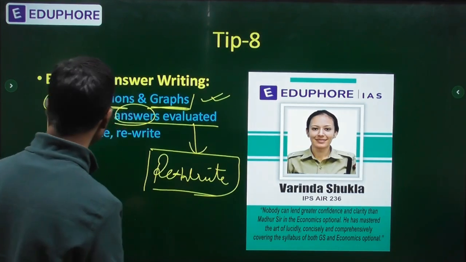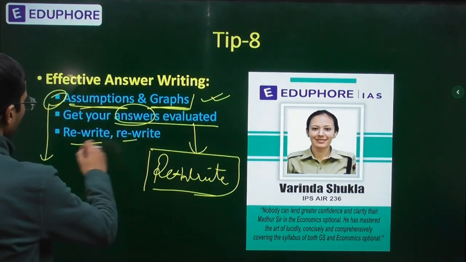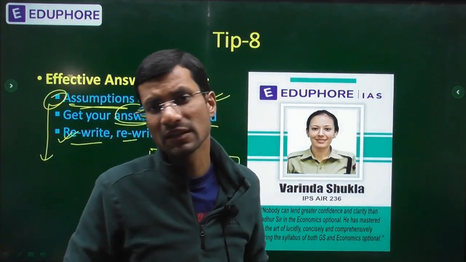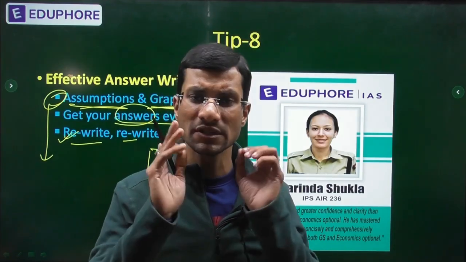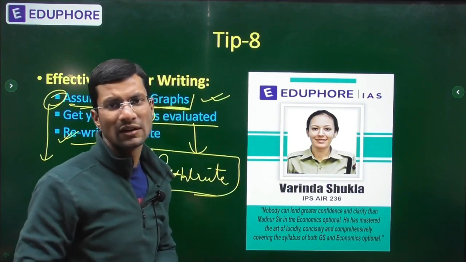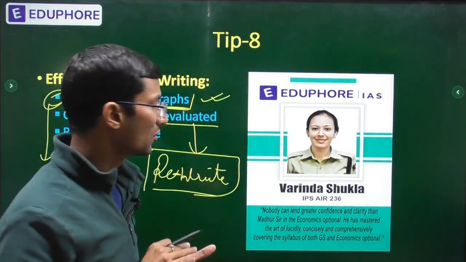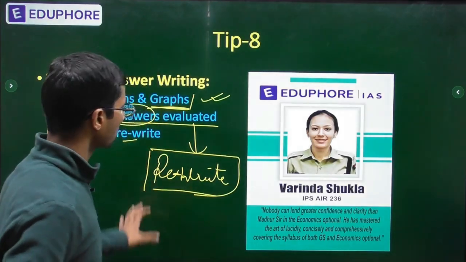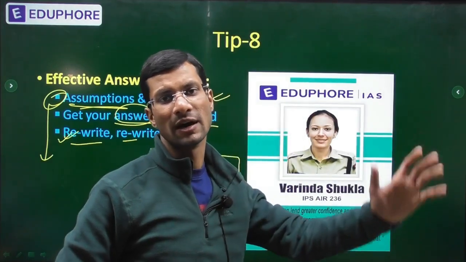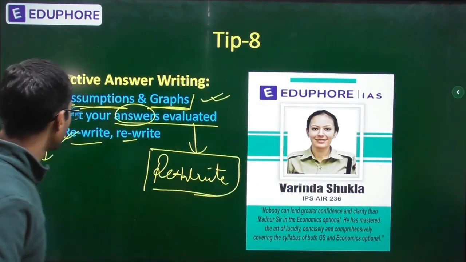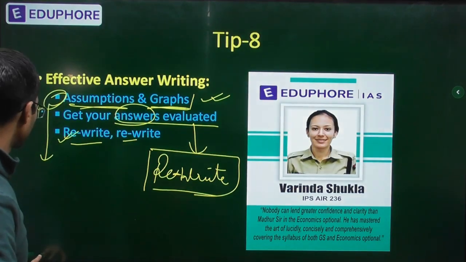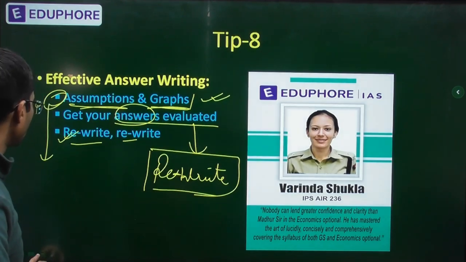So this is the only key. If you yourself think this is not your absolute best, first make a self-evaluation, and only after that. If you think that is the level where your answer is the best you can write, and you cannot write better than this, then please get it evaluated by the subject experts. Then you will benefit from those evaluations. But first, better to do it yourself.